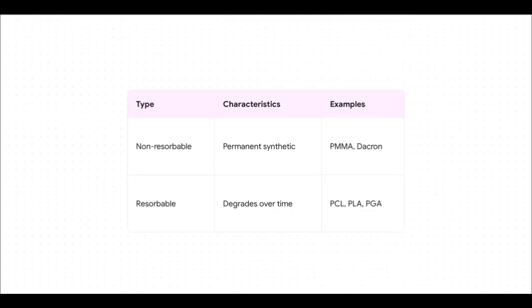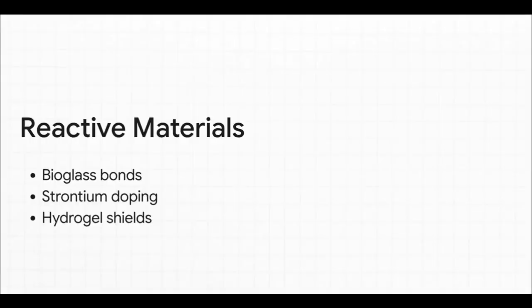To actually turn these polymers into functional homes for our cells, we use specialized processing methods. For example, supercritical CO2 foaming creates porous monoliths, while electrospinning uses an electric field to spin charged polymer threads. This creates fibrous matrices that perfectly match native extracellular matrix geometry. Now, some materials aren't just structural. They're reactive and actively drive healing.